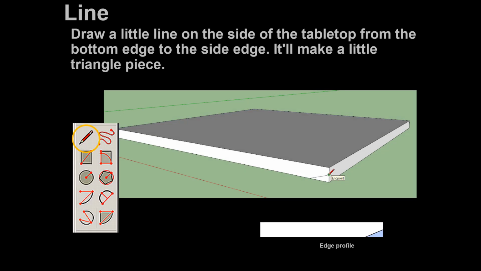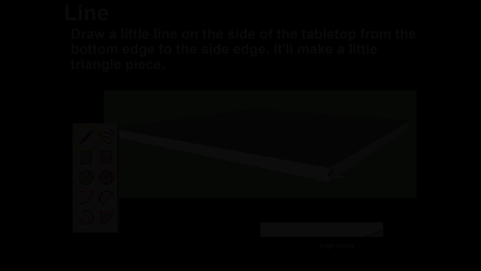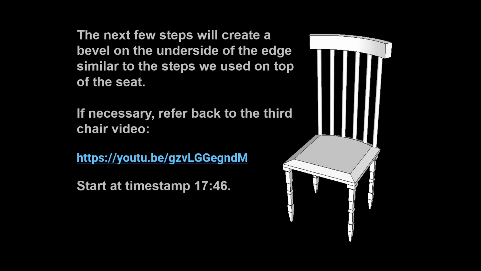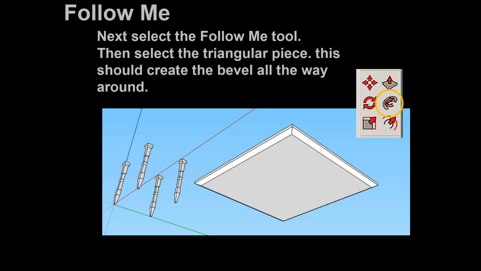Then I want you to zoom up to that bottom portion of the table and draw a little wedge there, just like we did before. So instead of being on the top, like we did for the chair, it'd be on the bottom. Hey, refer back to this lecture here, to this particular video, and look at timestamp 1746 and go from there, because that shows you how to do that follow me on the chair seat, so it'll happen the same on the tabletop. So you're going to orbit underneath, select the bottom, and then select the follow me tool, and select that little wedge. And when you do that, it'll create this kind of bevel around the bottom of the table and give it kind of interesting profile.